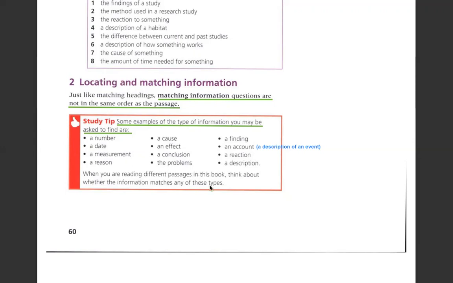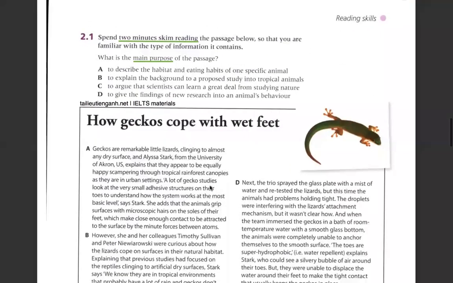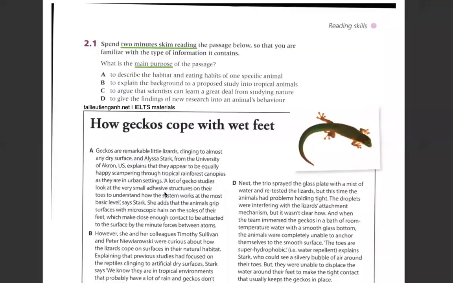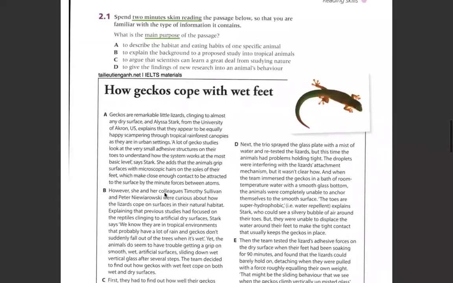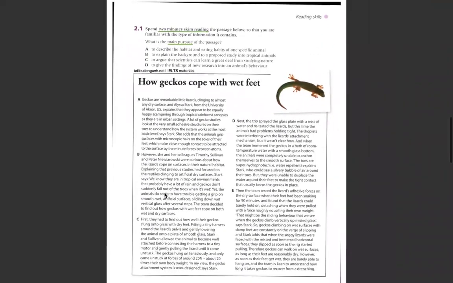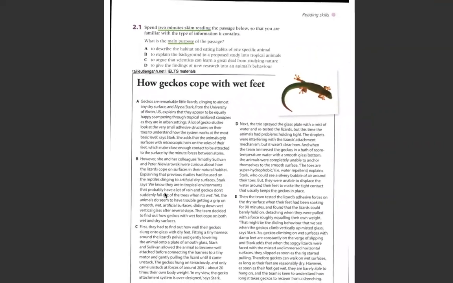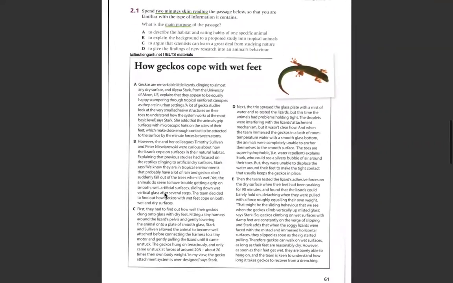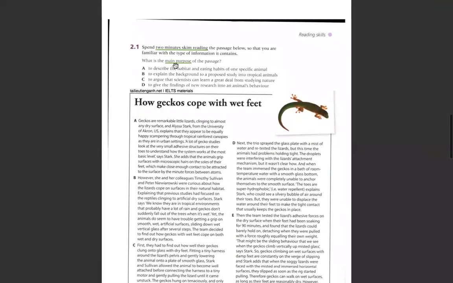So now we're actually going to try one of these tasks, a matching information task. Before we do it, let's just practice some skim reading. So we have quite a long passage here. I'm going to give you about 2.5 or 3 minutes to read this passage. And then when you're finished, you need to have a look at this multiple choice and decide what the main purpose of the passage is.